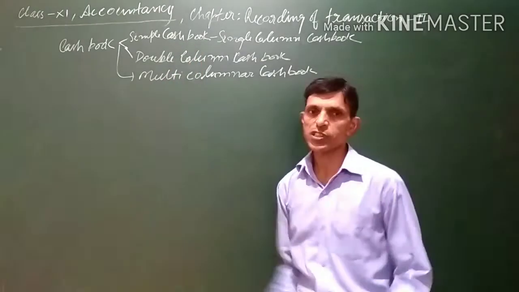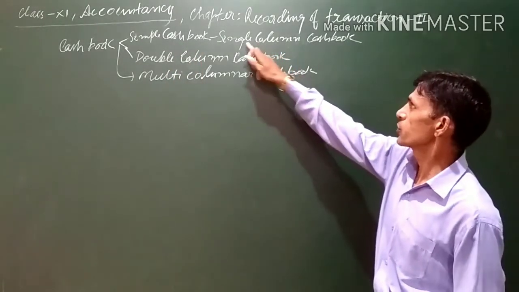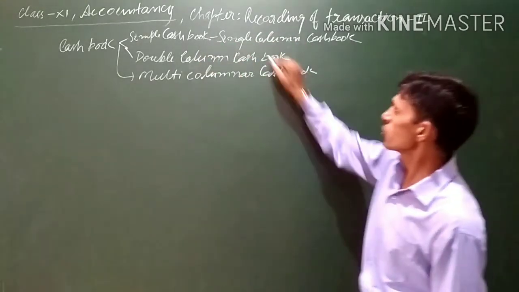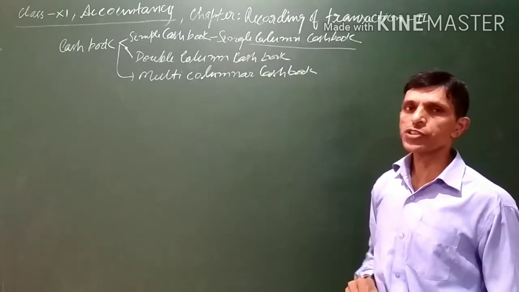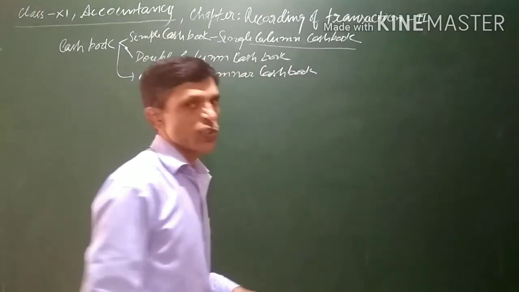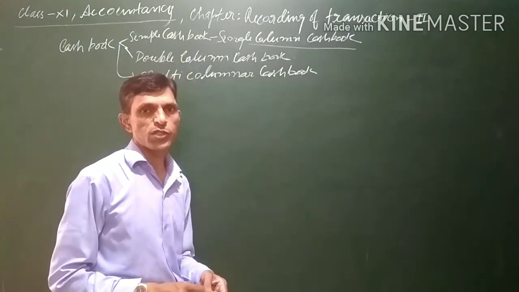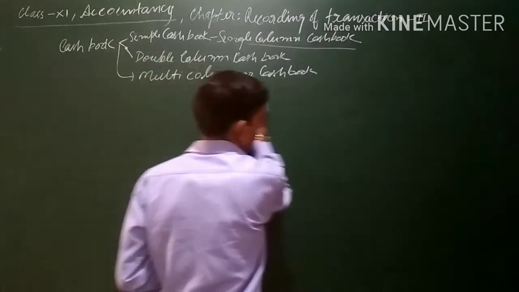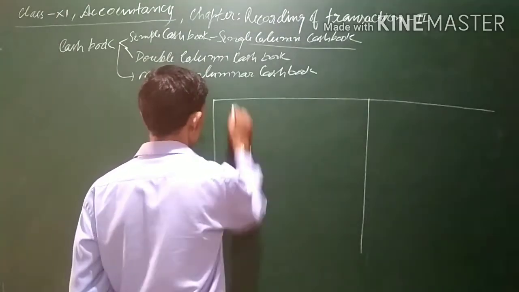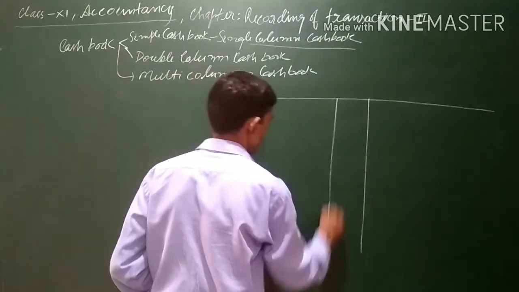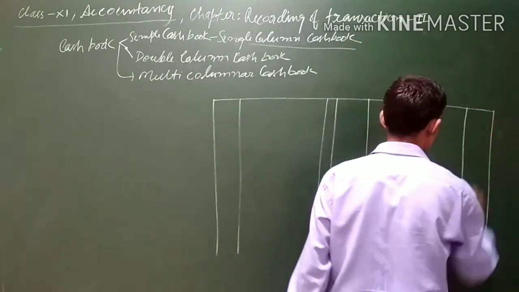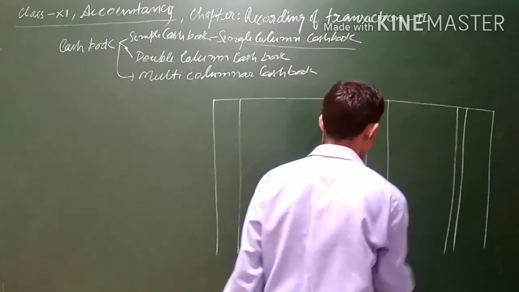Now first of all we will discuss simple cash book, or simply saying single column cash book. So in case of single column cash book, there is a single amount column. First of all, let us see the format of the cash book. It is almost similar to the ledger account which we have discussed in the previous video. The format is very simple. Date column will be there, amount and folio. Here it is. Amount column, folio column, date column and particulars.